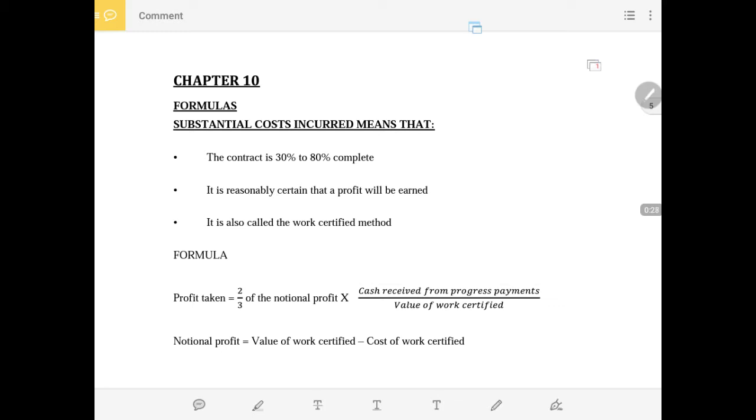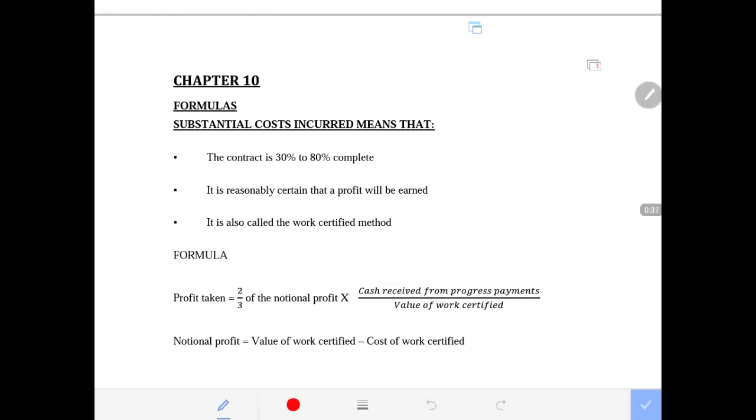Now, there are formulas that you really need to master first with regards to this part of the work in this chapter. So I will start highlighting these questions. Now, in contract costing, we don't recognize profit in the statement of profit or loss, or in the profit or loss account, up until certain things are fulfilled.